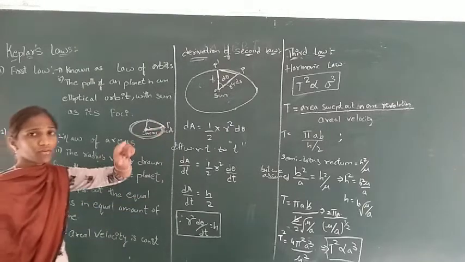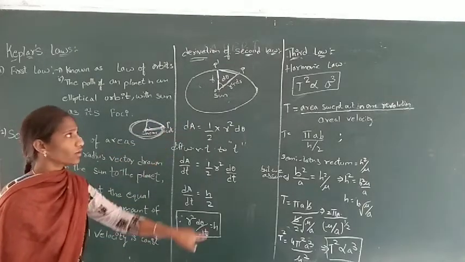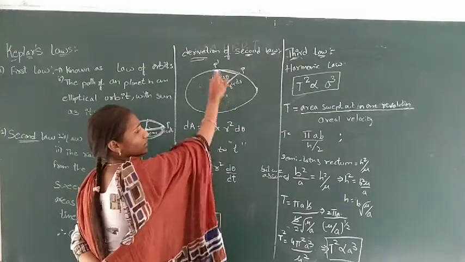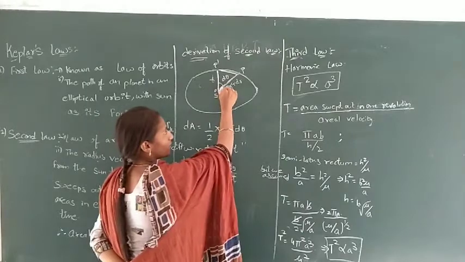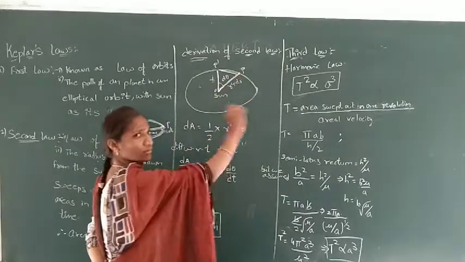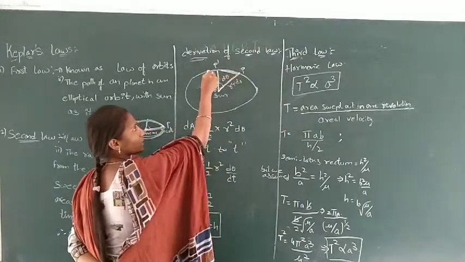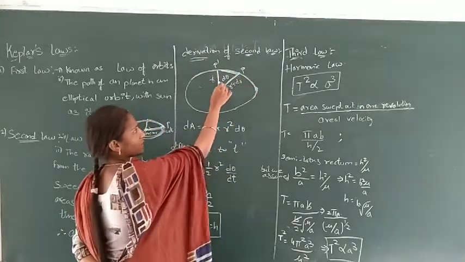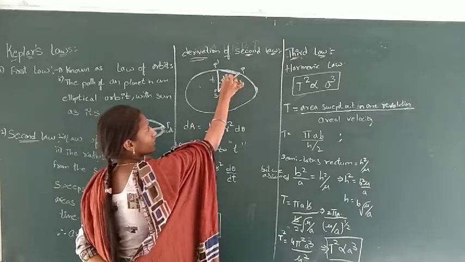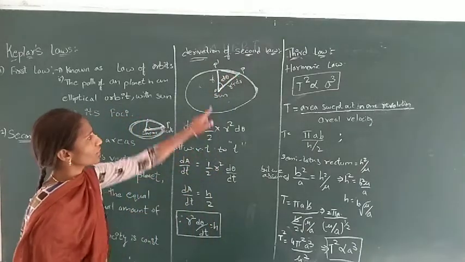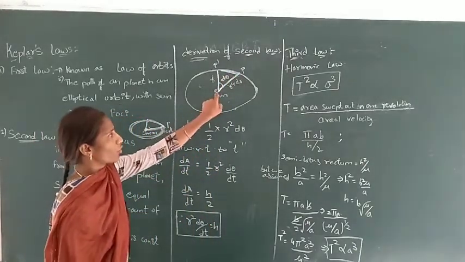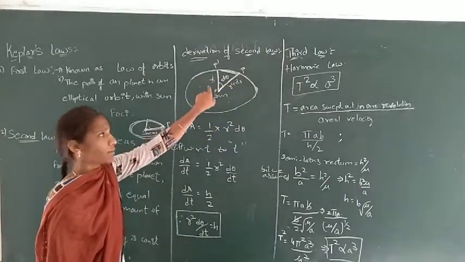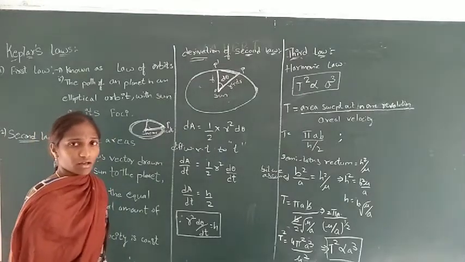Now if we move to the derivation part of the second law, let O be the center of the sun and let the planet be at point P. If a planet moves around the sun in an elliptical orbit, it makes an angle d theta. Now we can draw two vectors from the sun: from O to P, r plus dr is a vector, and from O to P dash, r is the vector.